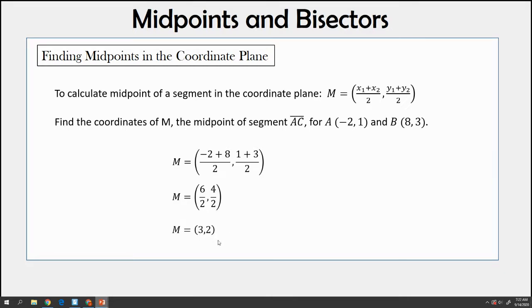So if we were to have a coordinate plane and plot those 2 points and connect them with a line segment, if I would go to the point 3, 2, that would put me right on the line segment, and it would put me exactly halfway between those 2 points.